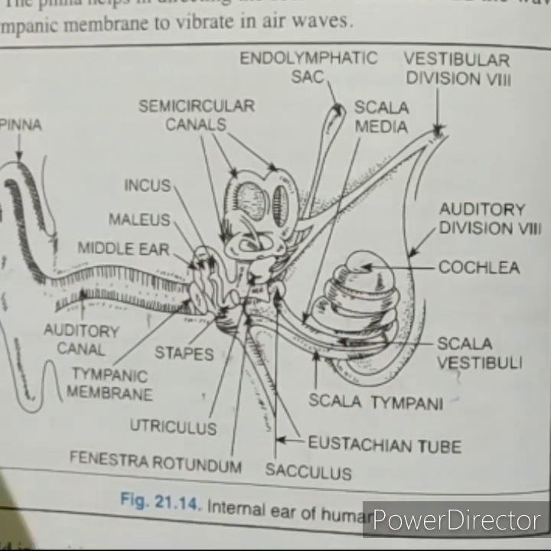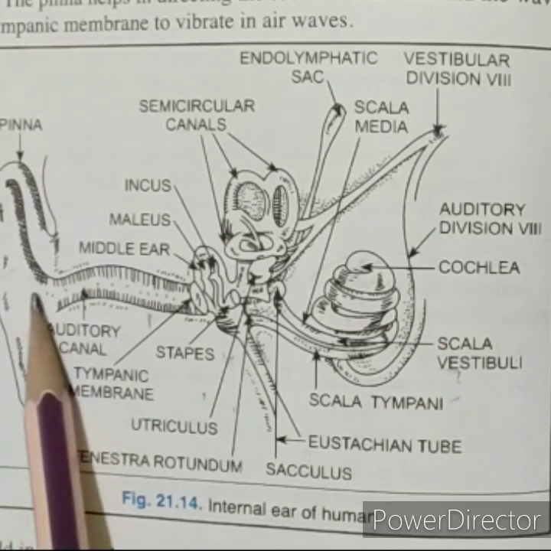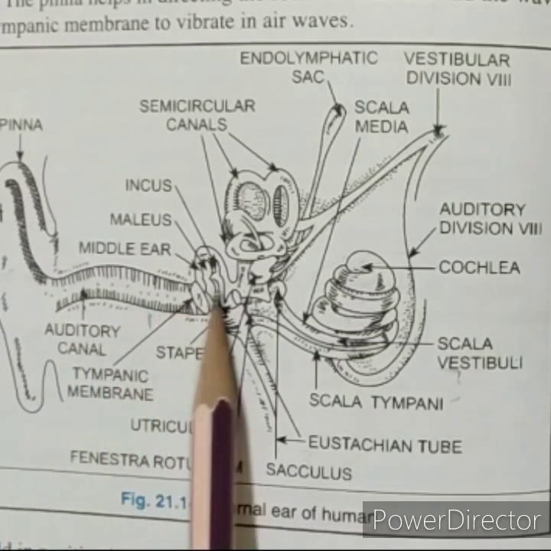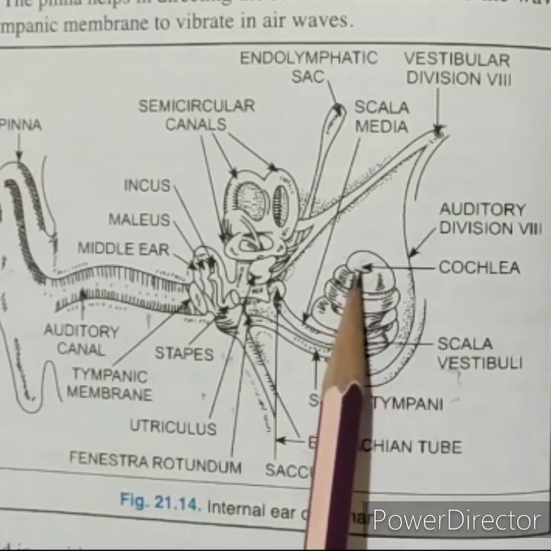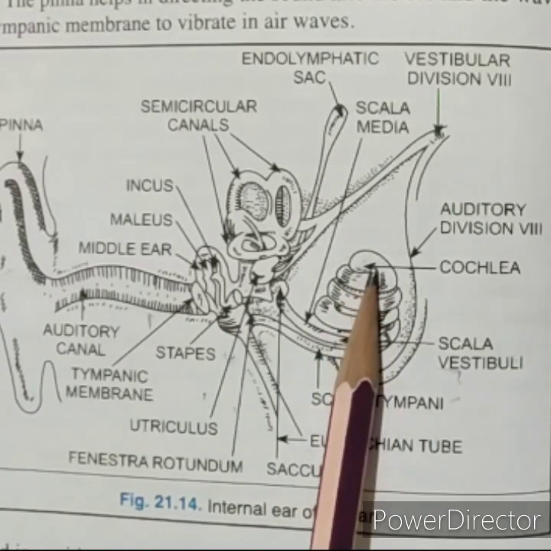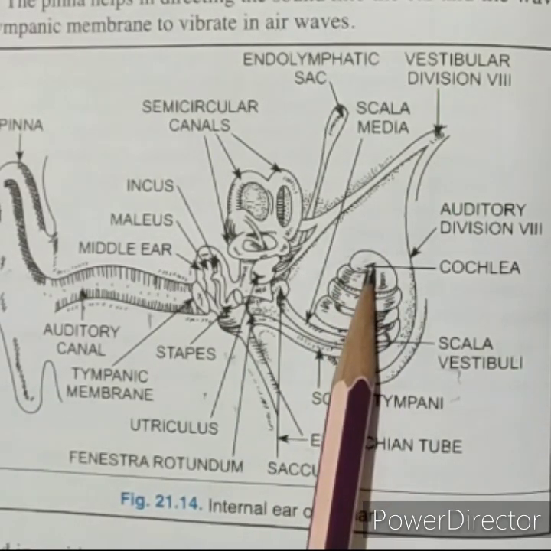So, sound from outside travels through this and passes to the cochlea. So, it is the main hearing organ of the internal ear.